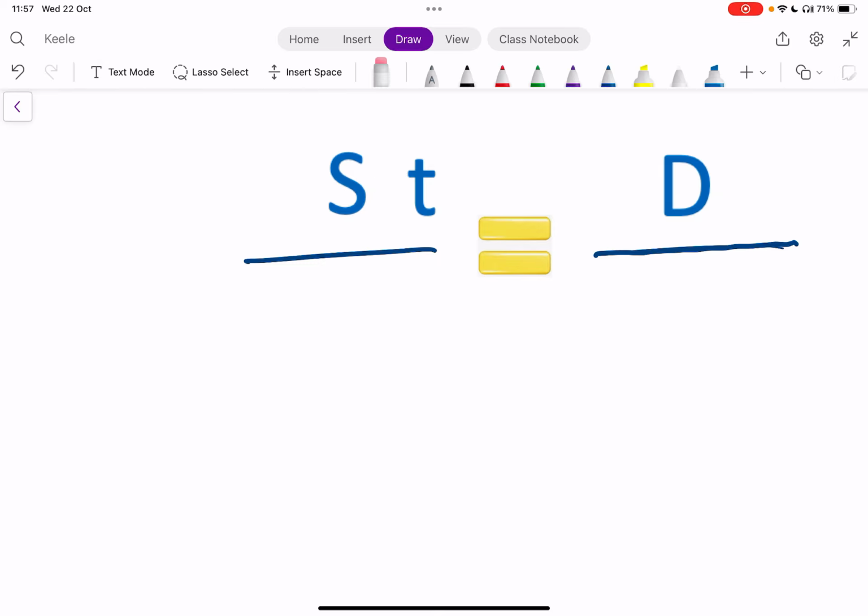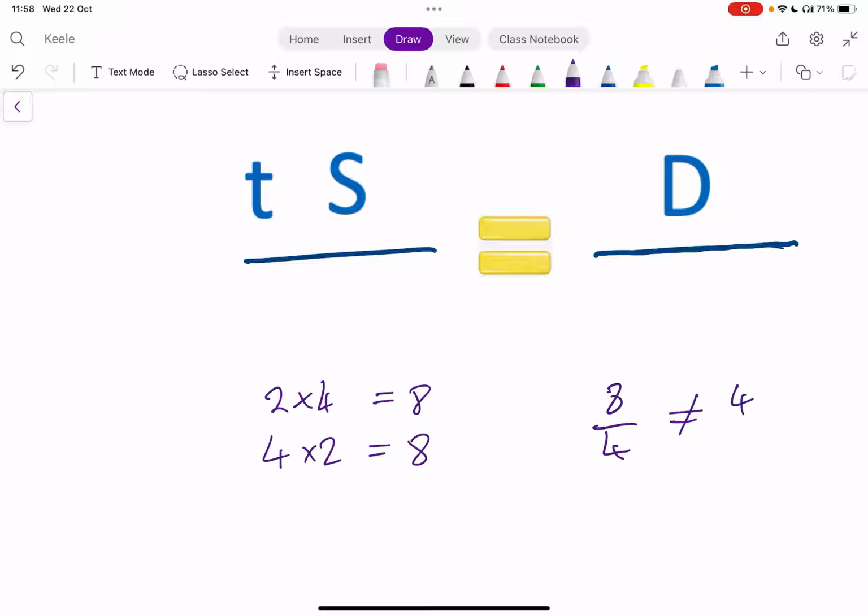One little thing just to remember, and I know there's lots of little things, but you get used to these the more you practice them, is there's no difference between that and that. They both mean exactly the same thing. In the same way that 2 times 4 equals 8, 4 times 2 equals 8. When you're multiplying, there's no difference. Dividing is different. 8 divided by 4 is not the same as 4 divided by 8. All right, but when you're multiplying, it doesn't matter which way around you do them.